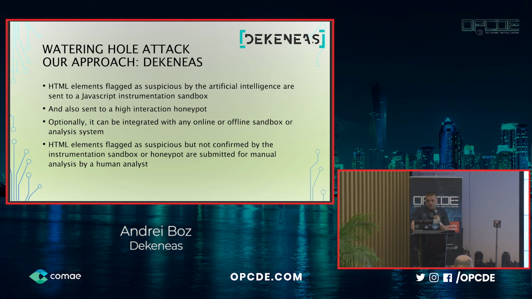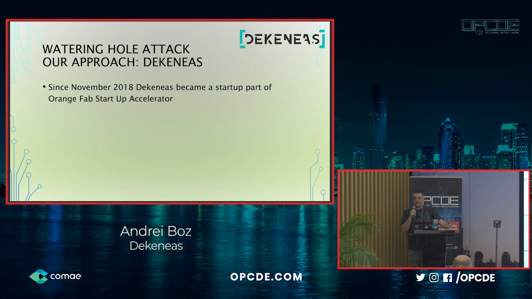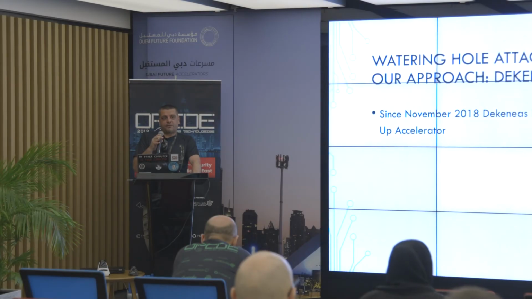algorithm. So we started DEKENEAS in 2016, and after 2 years, DEKENEAS became a startup, part of the Orange Fab Startup Accelerator. We did not foresee that at some point someone would show this great interest in DEKENEAS, but since November 2018, we have had a lot of requests to use our services.